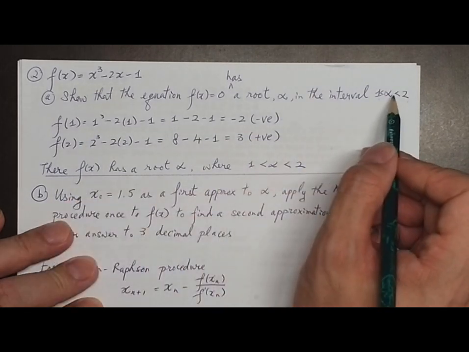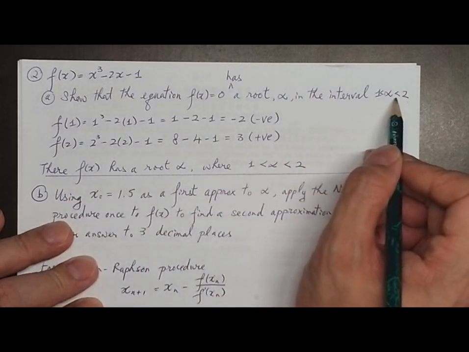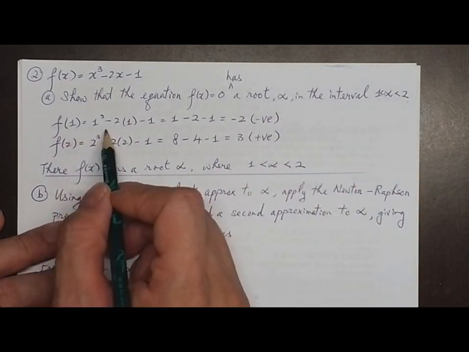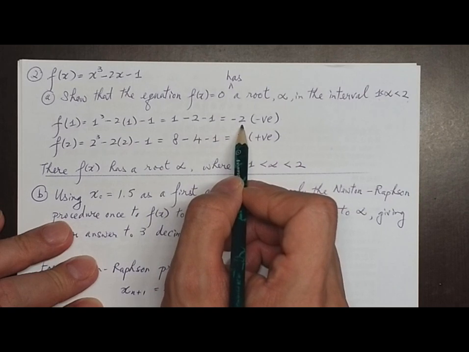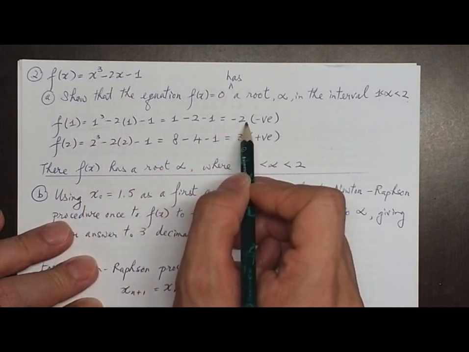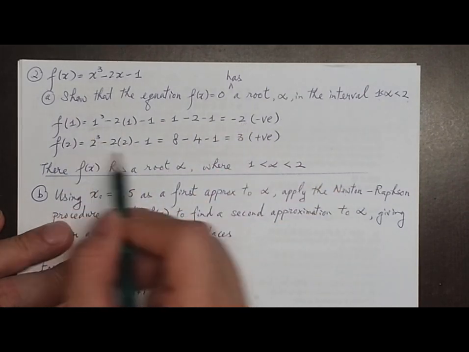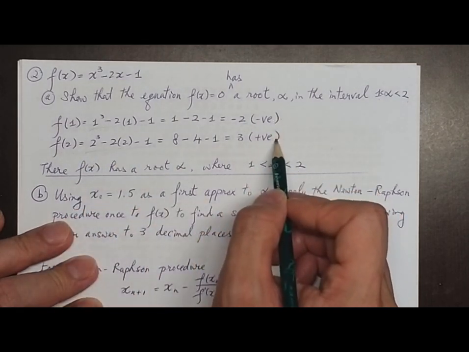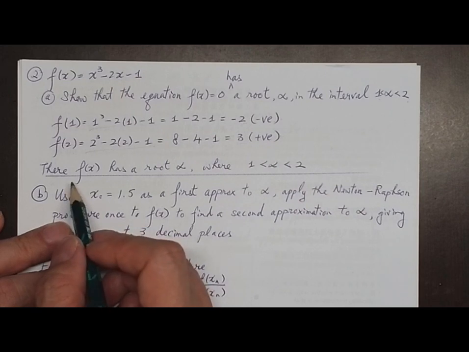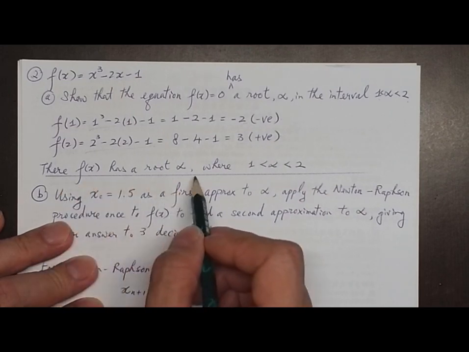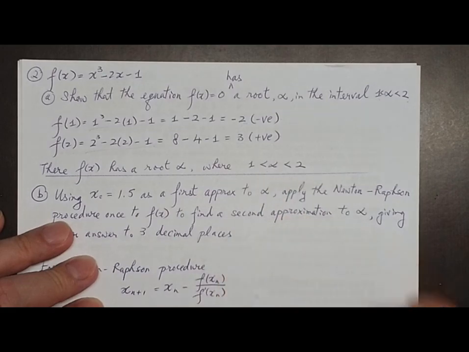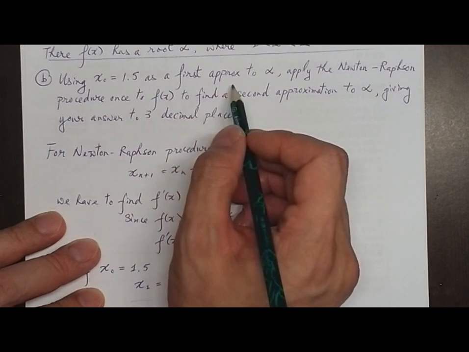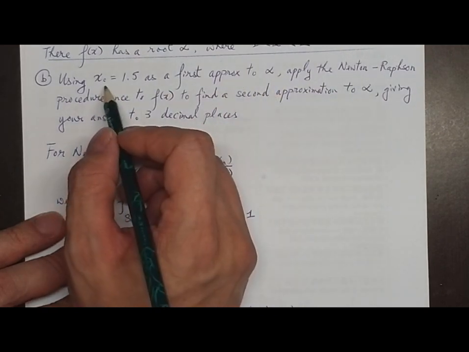我們要證明 alpha 由1至2中間就會有一個 root alpha. 所以我們 substitute f1 into 這個 equation 計到是負2，跟著就是 f2 into 這個 fx function，我們計到是正3，一個負一個正，我們就會知道 therefore, fx has a root alpha from 1 and 2.